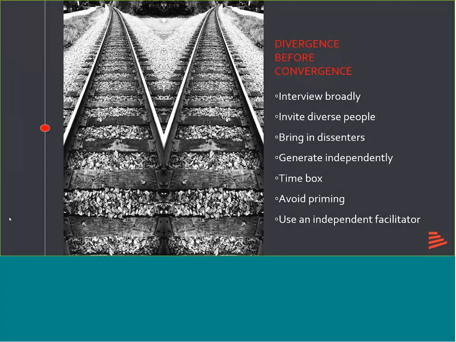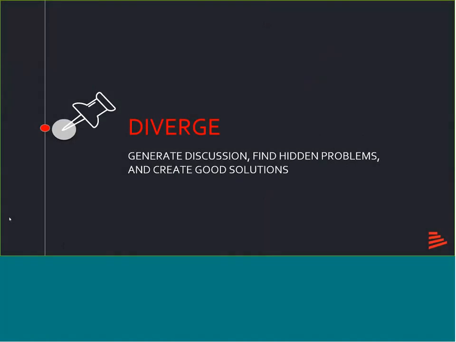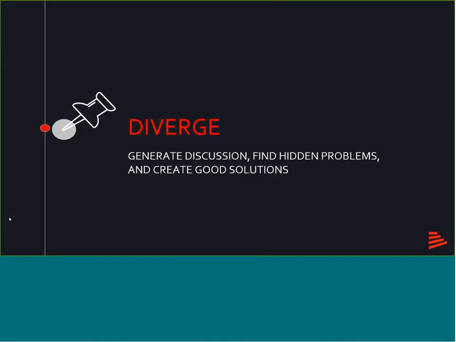The moral of the story here is that divergence as a goal leads to lots of ideas, and lots of ideas lead to rich discussion, and rich discussion leads to uncovering hidden problems. And solving those problems, both hidden and not, leads to a good solution. And that really is the essence of divergence before convergence.